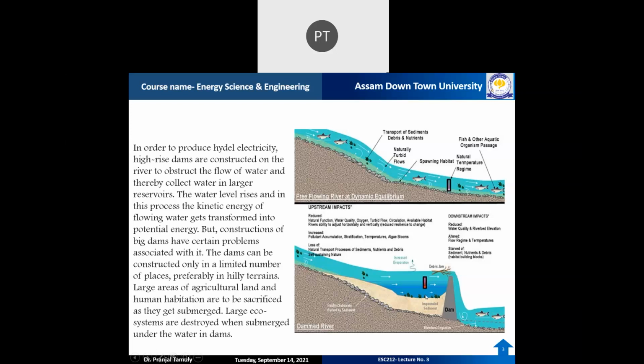So what are the downstream impacts? It reduces the water quality and river elevation. As you see, due to the construction of this dam, the depth of the river has decreased downstream. This is also problematic for some aquatic elements, as it is difficult for them to survive in shallow waters. Also, fewer nutrients are available on the downstream side.